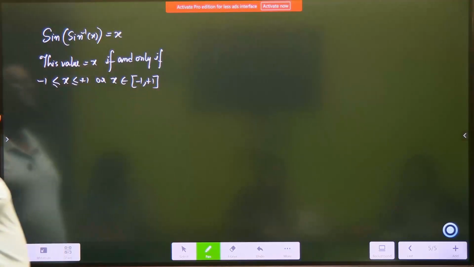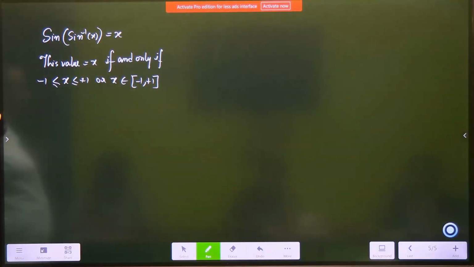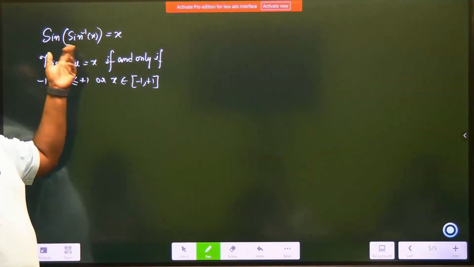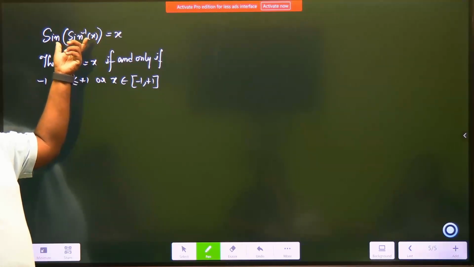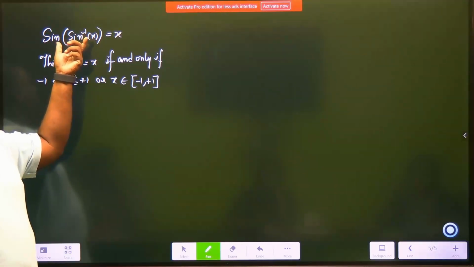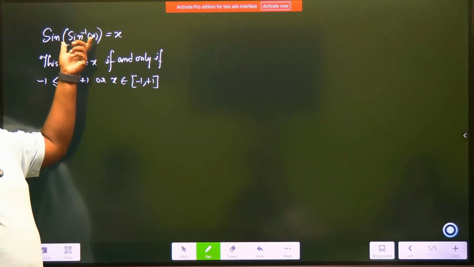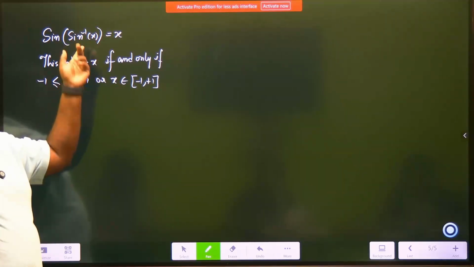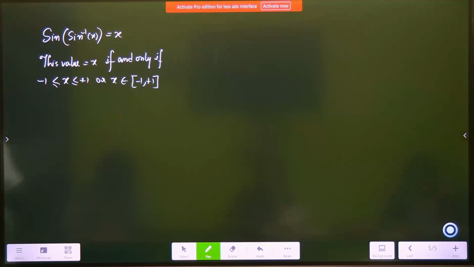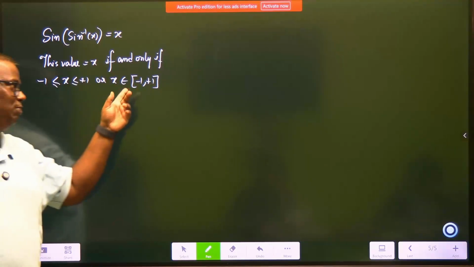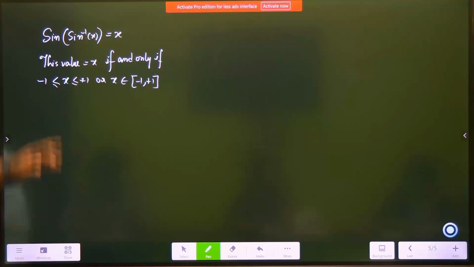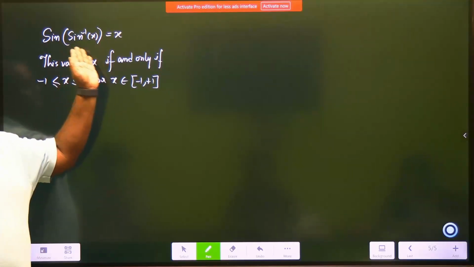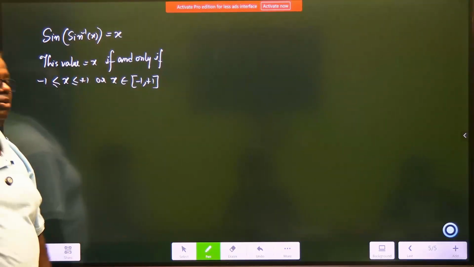This is to be treated as a simple trigonometric function. This is sine of blah blah, and blah blah is the domain. A domain is a possible input. That means for the inverse function to be possible, x should take this value. So sine of sine inverse x is equal to x only when x is in [-1, 1].